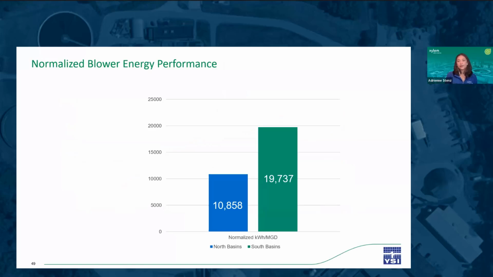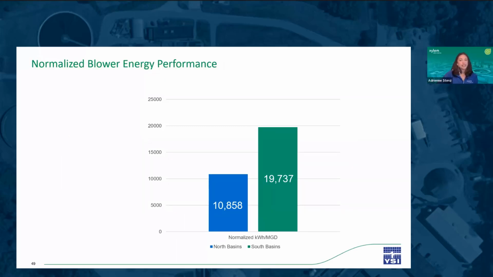This is the total kilowatt hours per MGD for the North and South Basins. The North Basins consumed approximately 11,000 kilowatt hours per MGD, meaning that the North Basins consumed 11,000 kilowatt hours of blower energy to treat 1 million gallons of wastewater, while the South Basins consumed approximately 20,000 kilowatt hours per MGD.